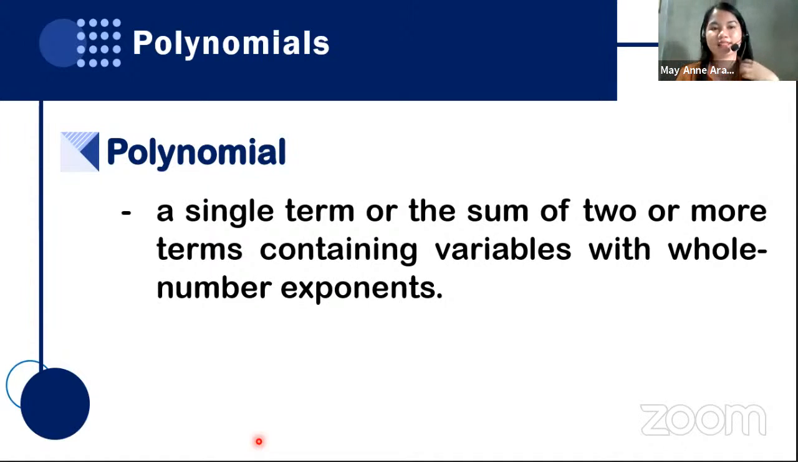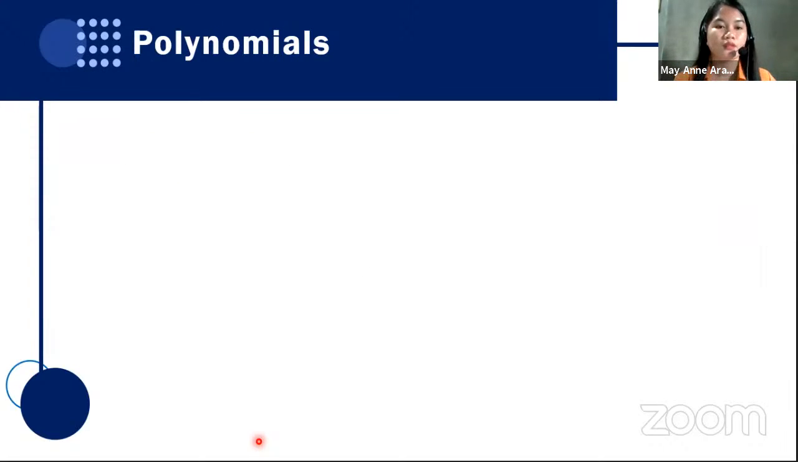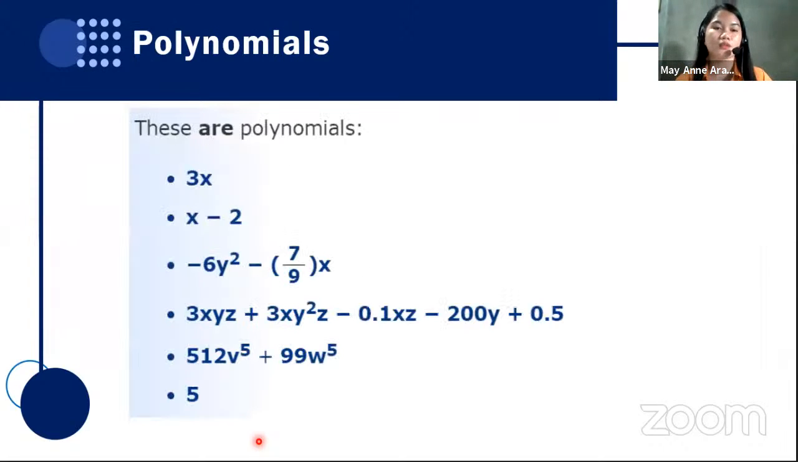Okay. Next, we have the polynomials. So we're done with expressions. Dito naman na tayo sa may operation. A polynomial is a single term or the sum of two or more terms containing variables with whole number exponents. These are some examples of polynomials. We have 3x, x minus 2, negative 6y squared minus 7 over 9x, and 3xyz, and so on. And 5 is also a polynomial. Constant is also a polynomial.